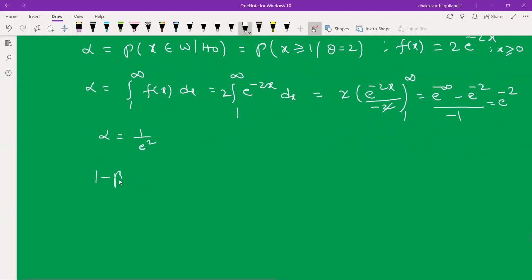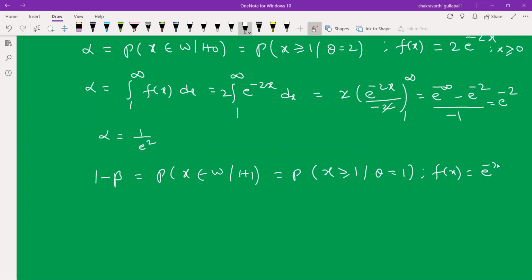So 1 minus beta. Always you have to find alpha and 1 minus beta, and also you have to write the beta value. It is the probability of x belonging to W under H1, where theta is 1: x greater than or equal to 1. The corresponding probability density function is f of x equal to e power minus x, x greater than or equal to 0.